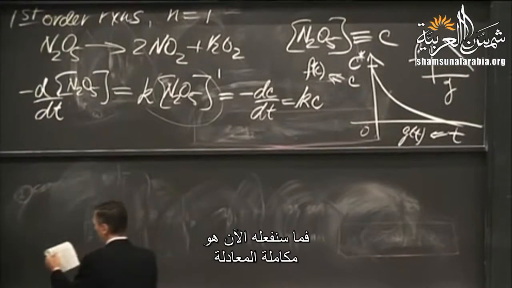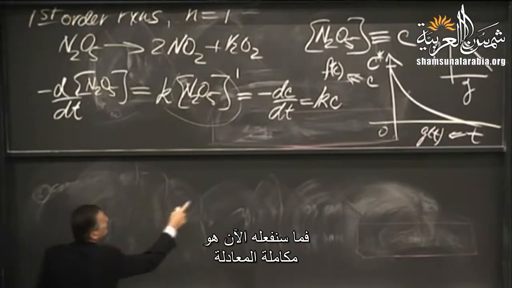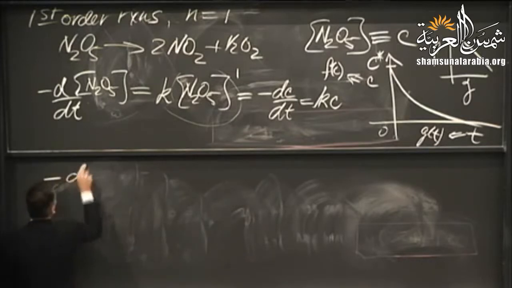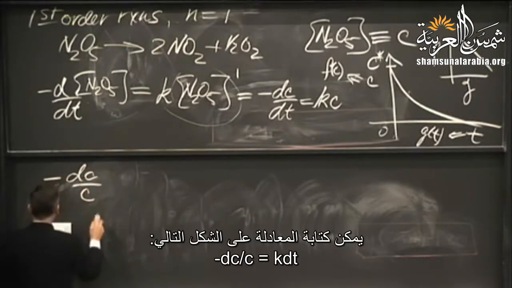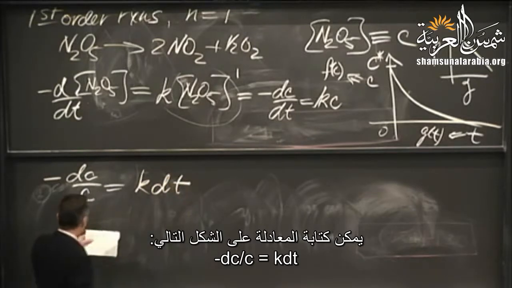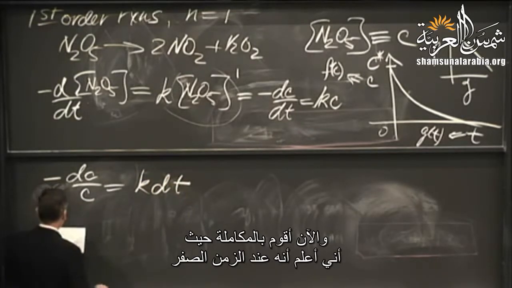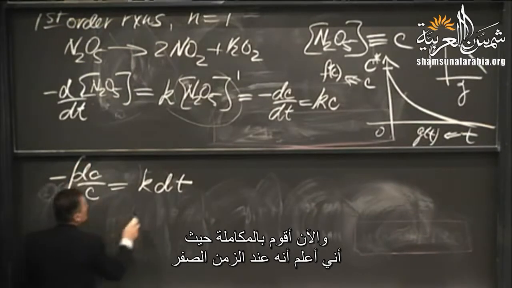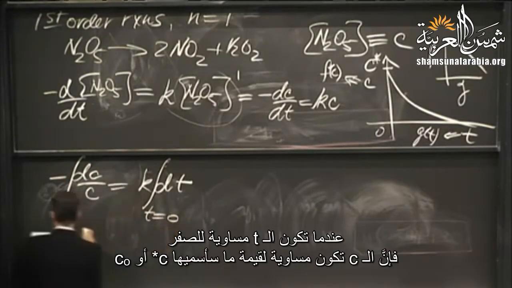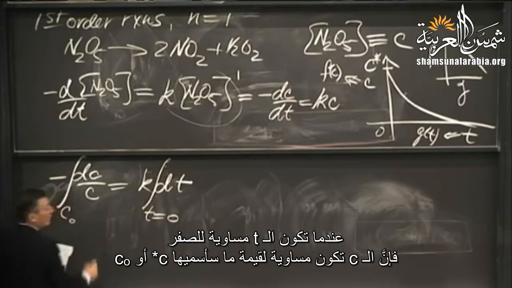So what we'll do is we're going to integrate that equation. So I'm going to play with this a little bit. I'm going to transpose. I'll get minus dc over c equals k dt. And then I can integrate this because I know at time 0, t equals 0, c equals some value. I can call it C star or C naught.